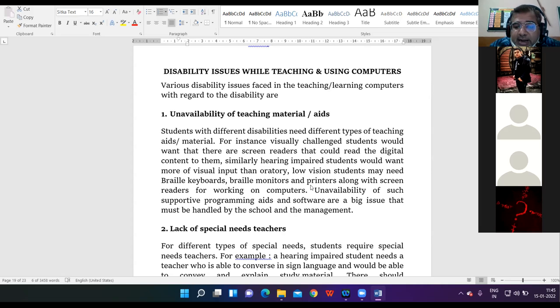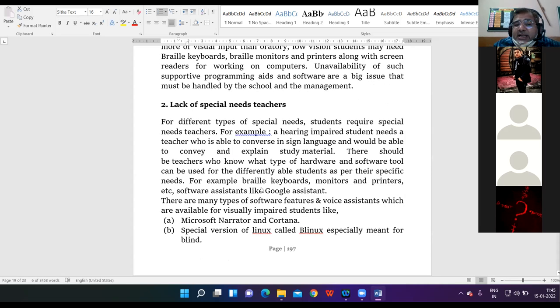Okay? Then, lack of special needs teachers. For different type of special needs, students require special teachers, special trained teachers. A hearing impaired student needs a teacher who is able to converse in the sign language and would be able to convey and explain study material. I give one example to you and you will unmute yourself and tell me. You have visited Tamil Nadu, okay? और वहां किसी को हिंदी नहीं आती, इंग्लिश भी नहीं आती, तमिल भाषा आती, तेलुगु आती है, ओके?